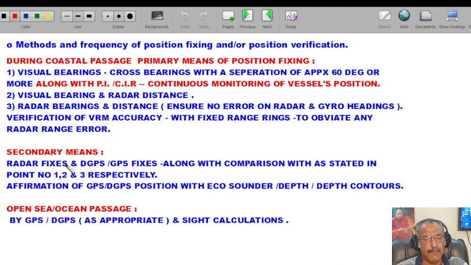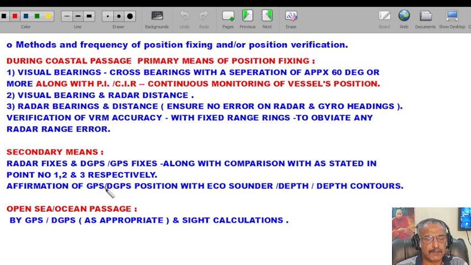So, the secondary means are radar fixes and DGPS or GPS fixes along with comparison. That is the secondary means of position fixing. You can use DGPS because during coastal passage DGPS is active, and GPS fixes along with comparison as stated in points 1, 2, 3. So you should alternate. If your PFI is 10 minutes, you must first plot, let's say, the radar fixes or visual fixes. At the same time, compare the DGPS or GPS fixes with the radar or visual fixes to make sure that your GPS is showing no error. That is very important.